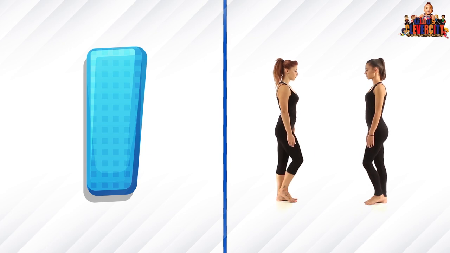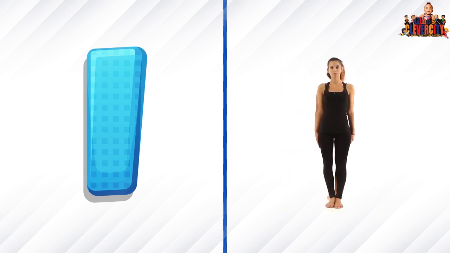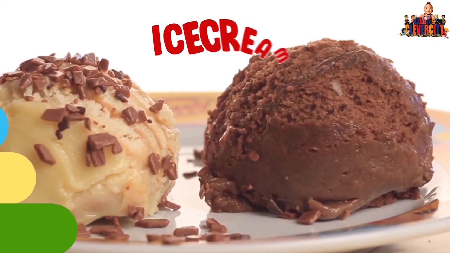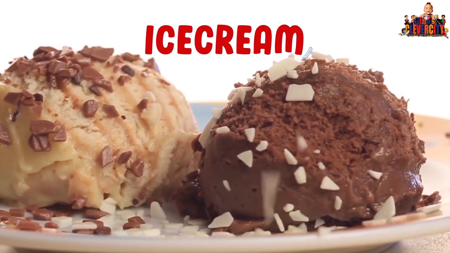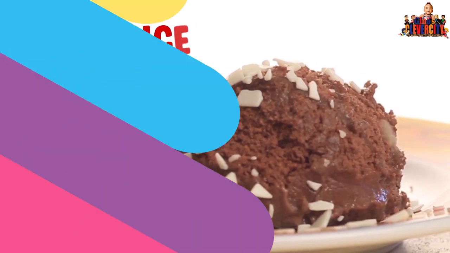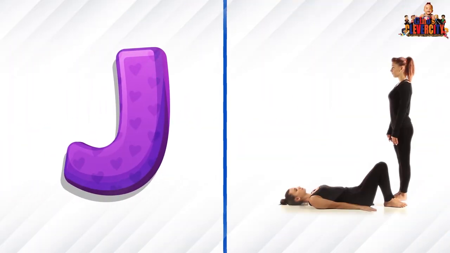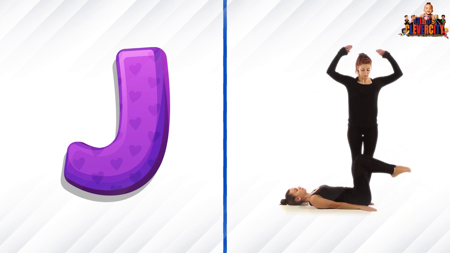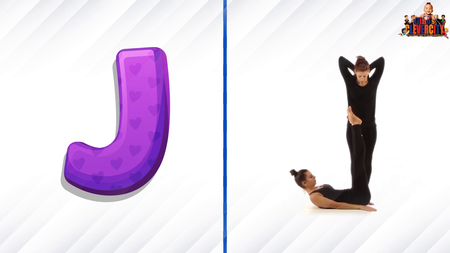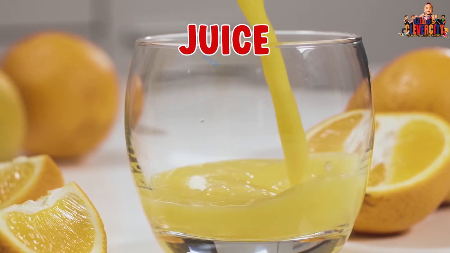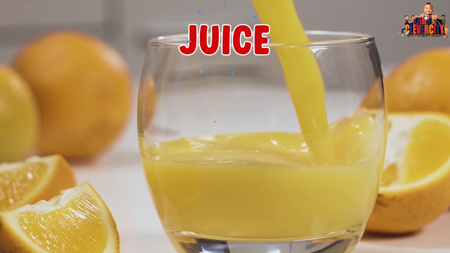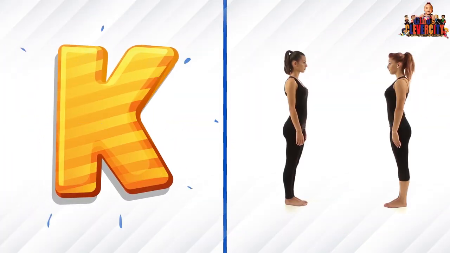I. I is for ice cream. Ice cream. J. J is for juice. Juice.